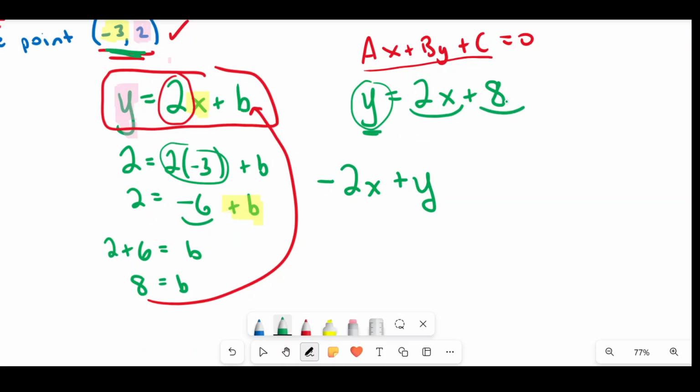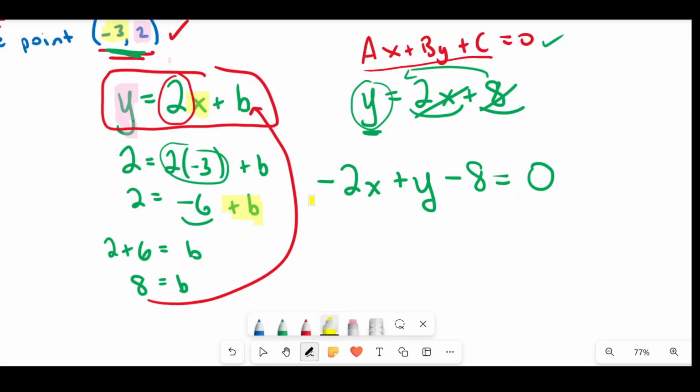8 needs to move to the left. So I have positive 8. When it moves, it becomes subtract or -8. And then I've gotten rid of this. I've gotten rid of this. So on the right side of the equal sign is 0, which I want. And now I look for the other things. Are there any fractions? There's no fractions here. I don't have to worry about getting rid of them.